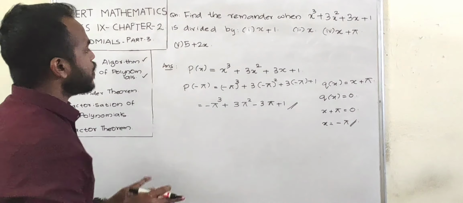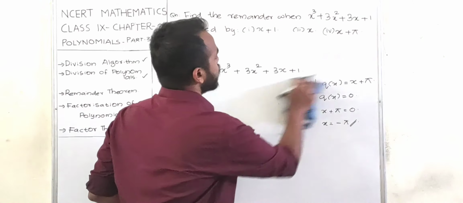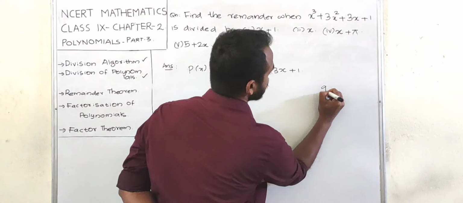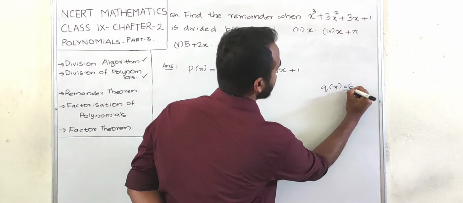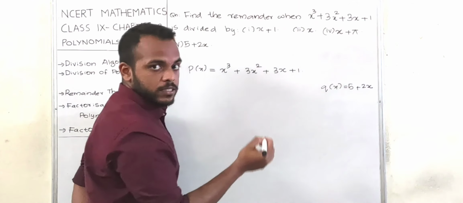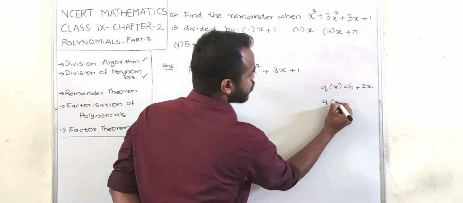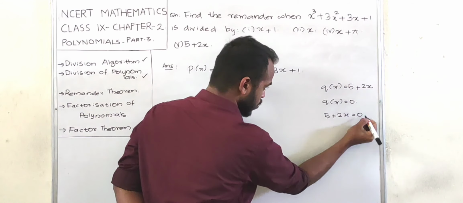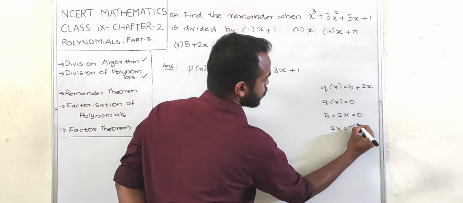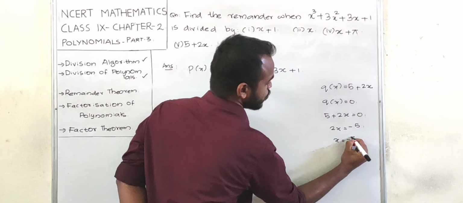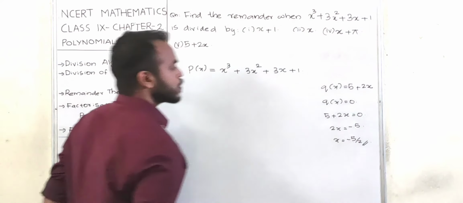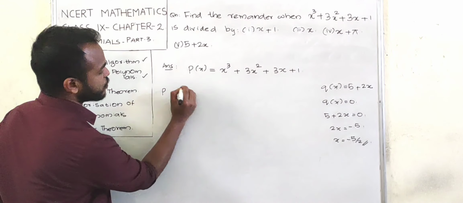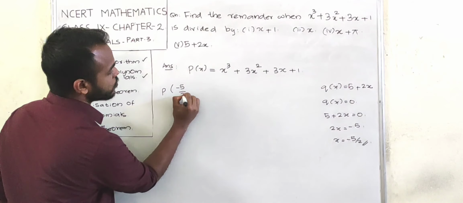Now, last part, when this polynomial is going to be divided by 5 plus 2x. So you can write Q of x is equal to 5 plus 2x. First step, put Q of x is equal to 0. That is 5 plus 2x is equal to 0. Then 2x is equal to minus 5. X is equal to minus 5 by 2.